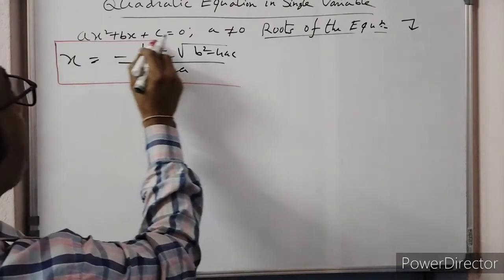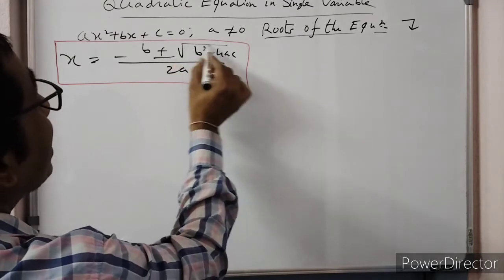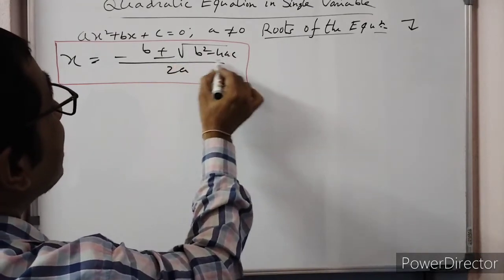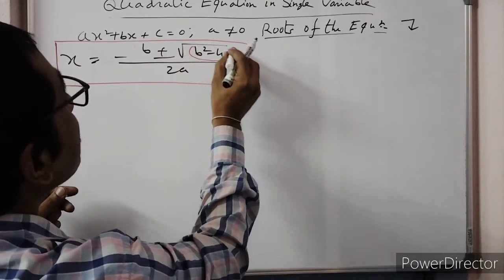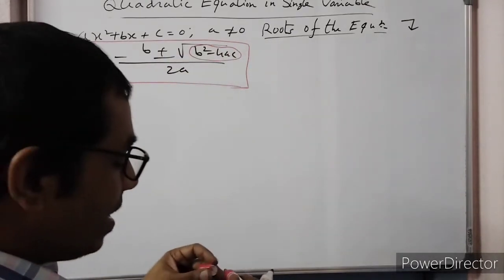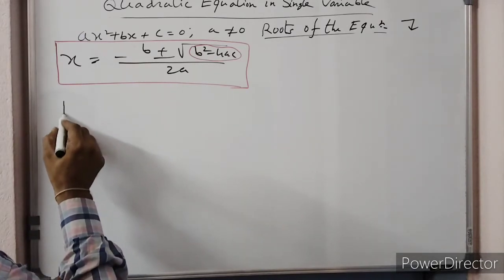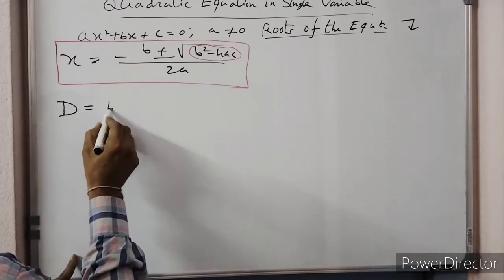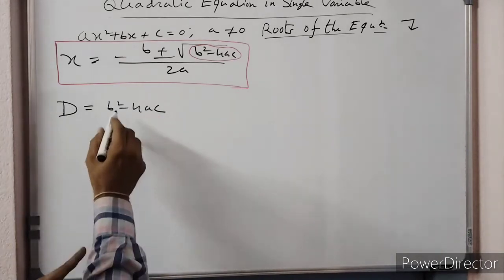When we find the roots of the equation, we can apply this equation. Under the radical term is b square minus 4ac. This b square minus 4ac is called the discriminant. It is denoted by capital D. Capital D equal to b square minus 4ac. It is called the discriminant.